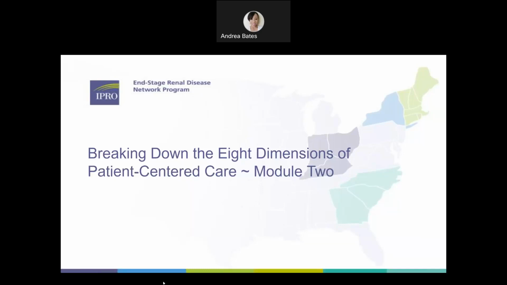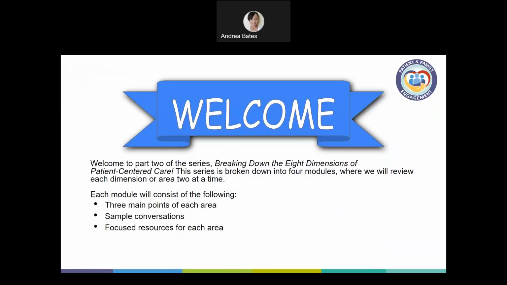I am one of the project managers within the Quality Improvement Department with IPRO's End-Stage Renal Disease Network program. And welcome to part 2 of the series, Breaking Down the 8 Dimensions of Patient-Centered Care. This series is broken down into 4 modules where we will review each dimension or area 2 at a time. Each module will consist of the following: 3 main points, sample conversations, and focus resources for each area.